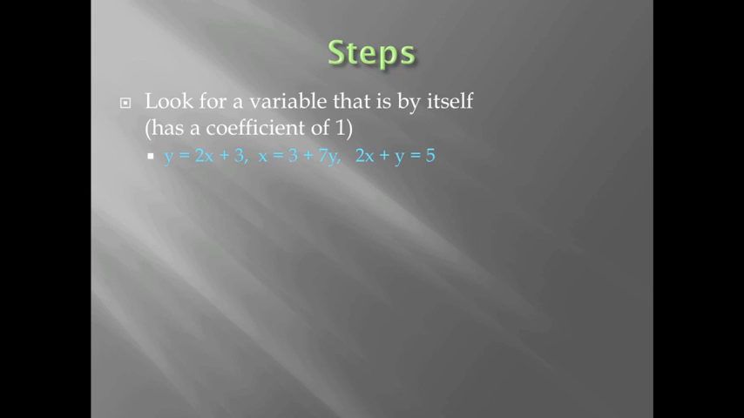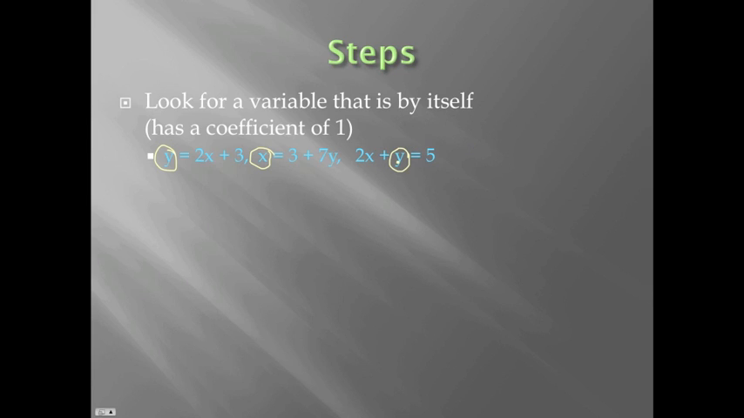We start off, we look for a variable that's by itself, or something that has a coefficient of 1. You look at the three examples I give you. The first one we have y equals 2x plus 3. The y is by itself. The second one I have x equals 3 plus 7y. And again, the x is by itself. And the third one, we don't have a variable that's technically by itself, but we do have one with a coefficient of 1. We have 2x plus y equals 5.